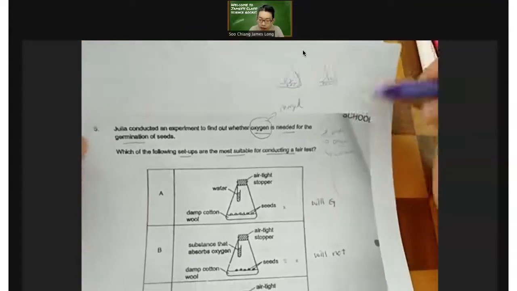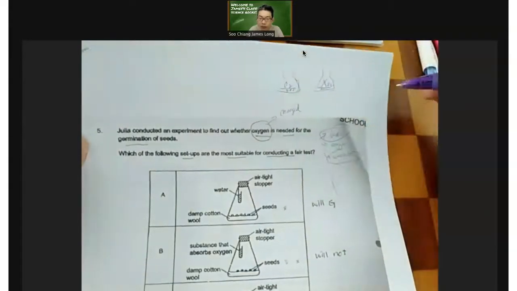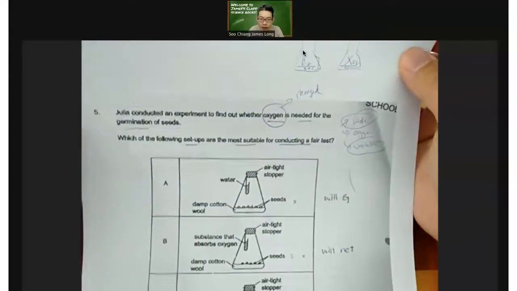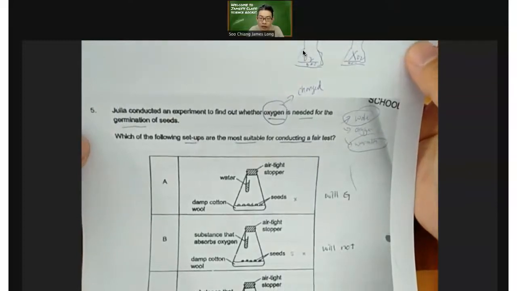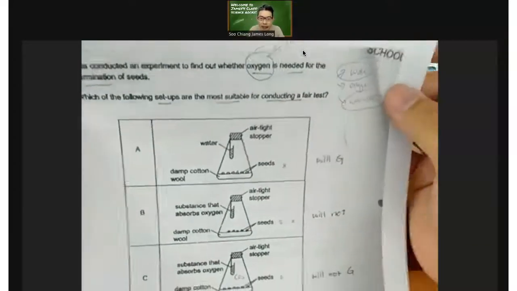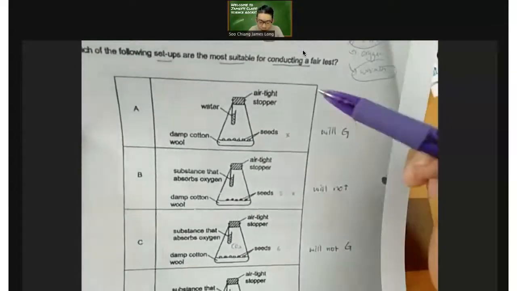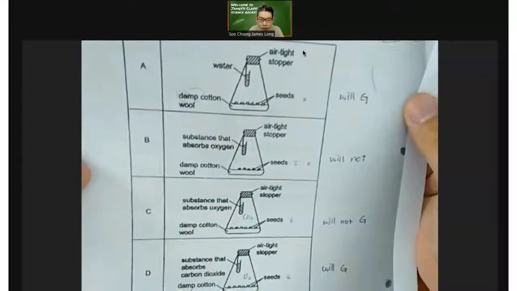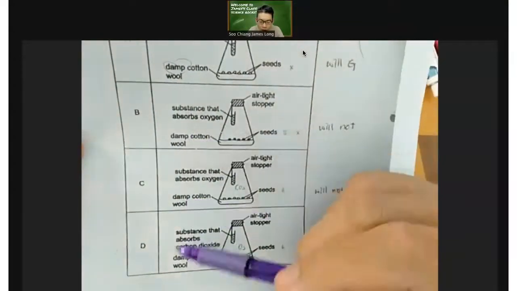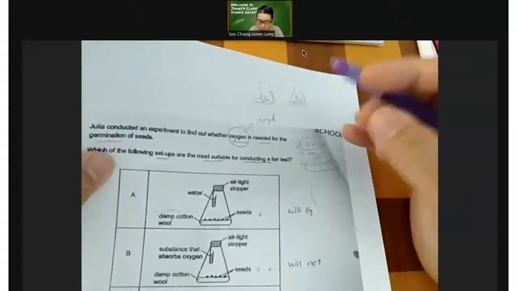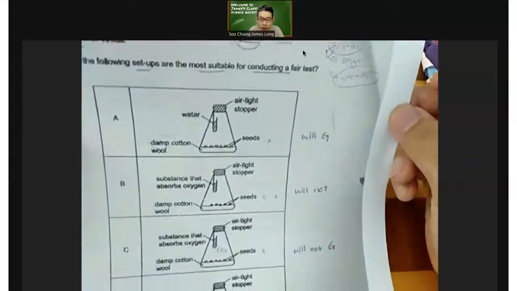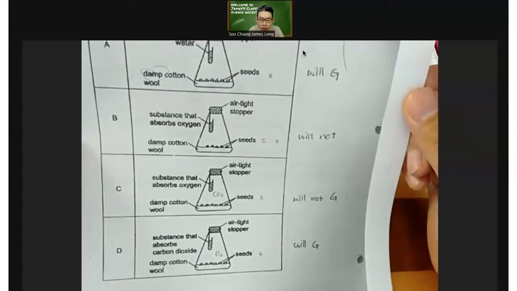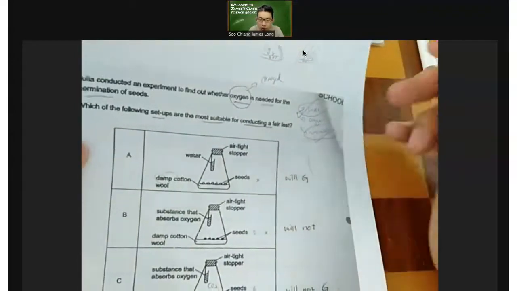Of course, the other variables such as the presence of water and warmth must be there in both and the same quantities. So which of the following are most suitable for conducting a fair test? Let's check all of them. Damp cotton wool. Damp tells us there's water, right? Moisture present. So all of these have the presence of water. So water, no problem. Let's check for warmth. They mention nothing about temperature, so I'm going to assume temperature is also present.